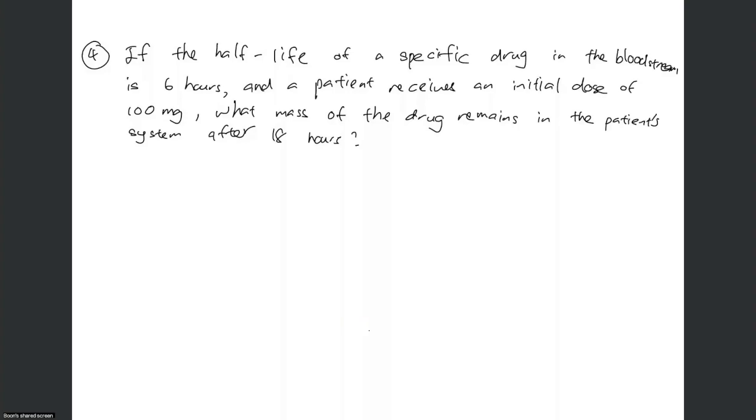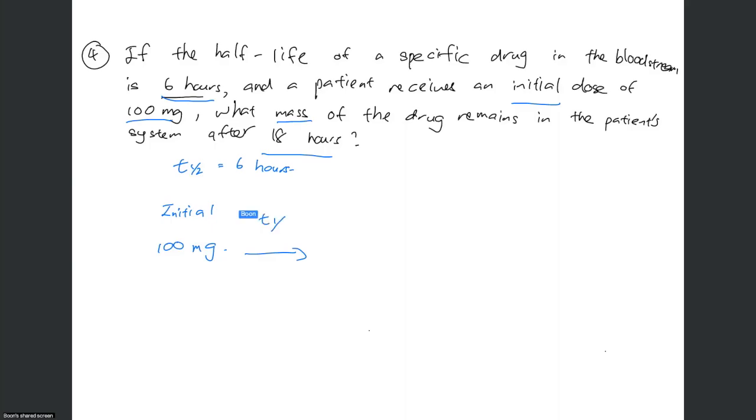Question number 4. If the half-life of a specific drug in the bloodstream is 6 hours, and a patient receives an initial dose of 100 milligrams, what amount of the drug remains in the patient's system after 18 hours? So let's take a look. T half equals 6 hours. Initial is 100 milligrams.